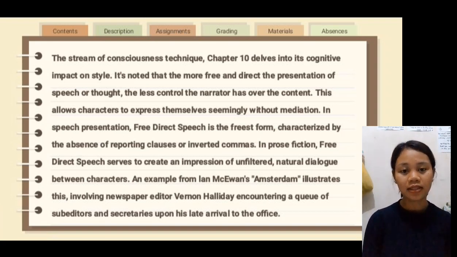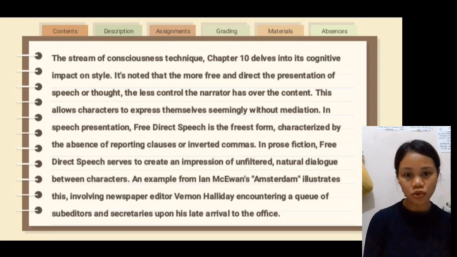In stories, this technique helps make dialogue between characters feel real and spontaneous. For instance, in McEwan's Amsterdam, there's a scene where Vernon Halliday arrives late to his work and encounters a group of people waiting for him, showing how free direct speech makes dialogue feel natural and unfiltered.